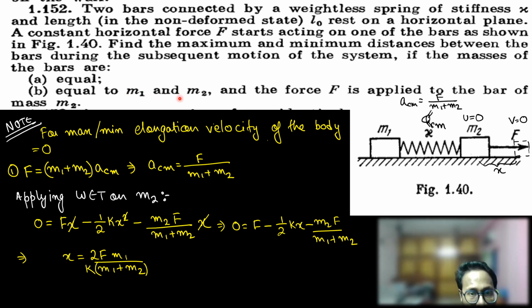If m1 and m2 are different, what happens if m1 and m2 are the same? Same equation, except that m1 is equal to m2. So x is equal to 2Fm, where the mass is the same for both, by k times m1 plus m2, where m1 is equal to m and m2 is equal to m, which is 2m. The m gets cancelled, 2 gets cancelled, and it is equal to F by k. So this is our answer to the first part.